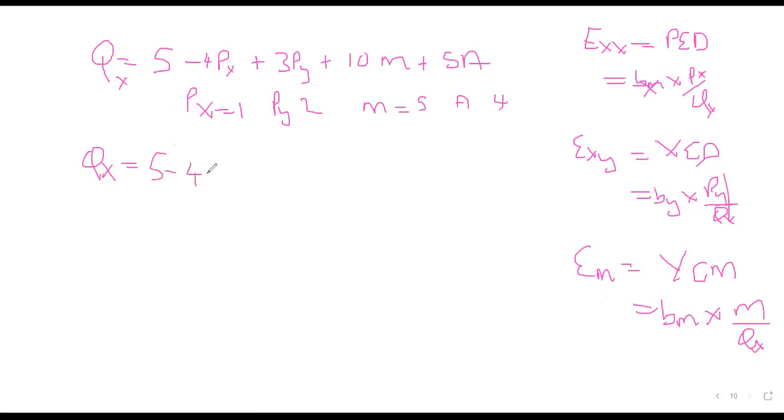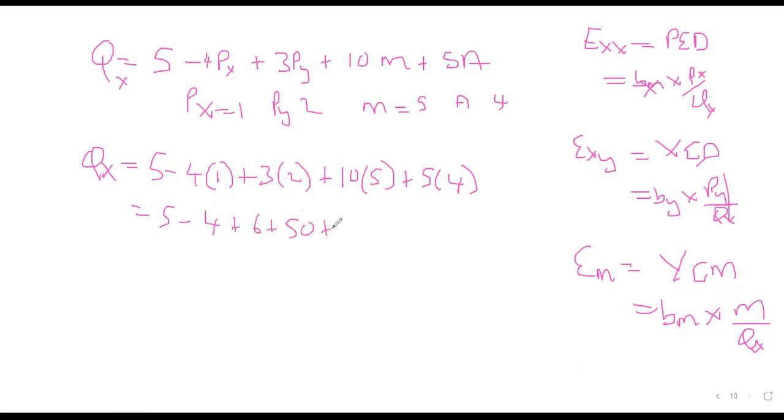So let's find the quantities first by substituting. Where there's Px, we put 1, because that's the price of X. Where there's Py, we put 2. Where there's M, we put 5. Where there's advertising, we put 4. All together on the substitution, when you substitute there, you get 4 plus 6 plus 50 plus 20.